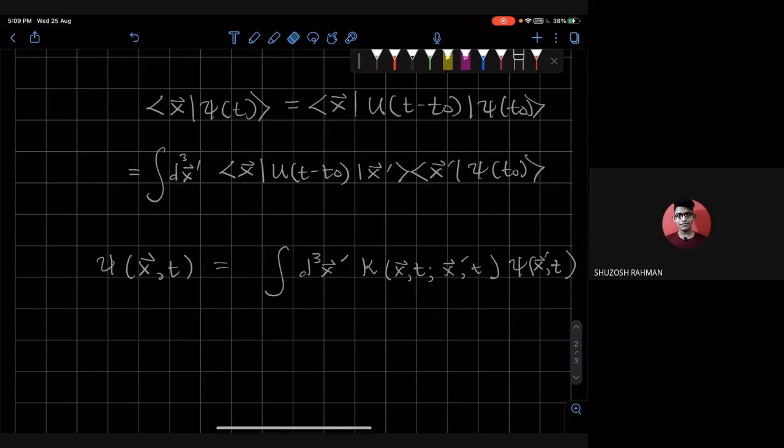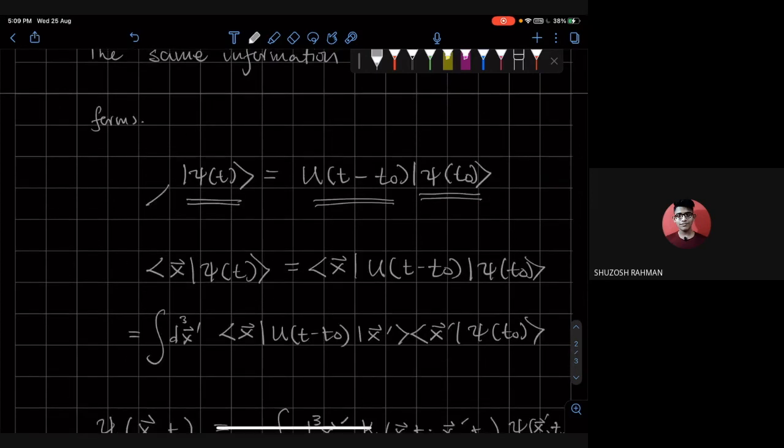Okay. So is it clear that the two things are equivalent? Yes, sir. So this equation is just this equation in a particular basis. In the position basis.